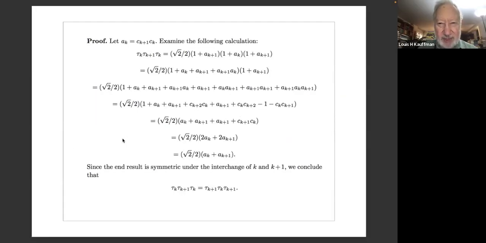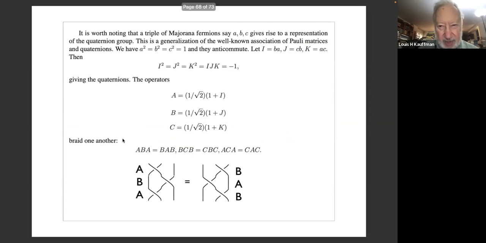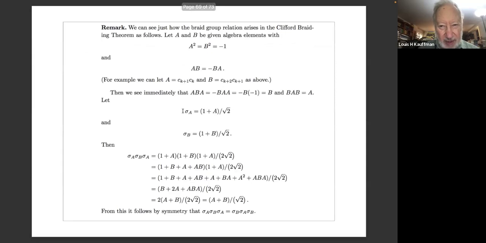These are nice exercises to do. You can prove to yourself that indeed the Clifford algebra relations are giving rise to a representation of the braid group. And the simplest case is where you took the quaternions i, j, and k and formed A, B, and C like that. So those are replacing my c_{k+1} c_k. And then you can check that this gives you a representation of the braid group. ABA equals BAB, and so on. That's the simplest example I know of this.